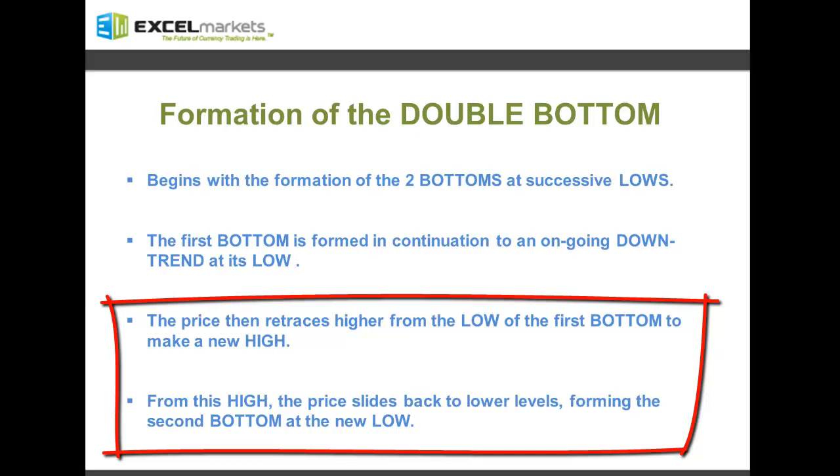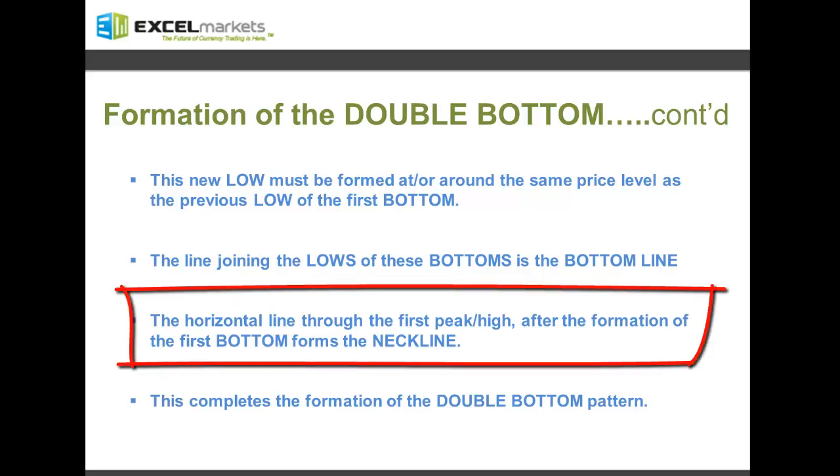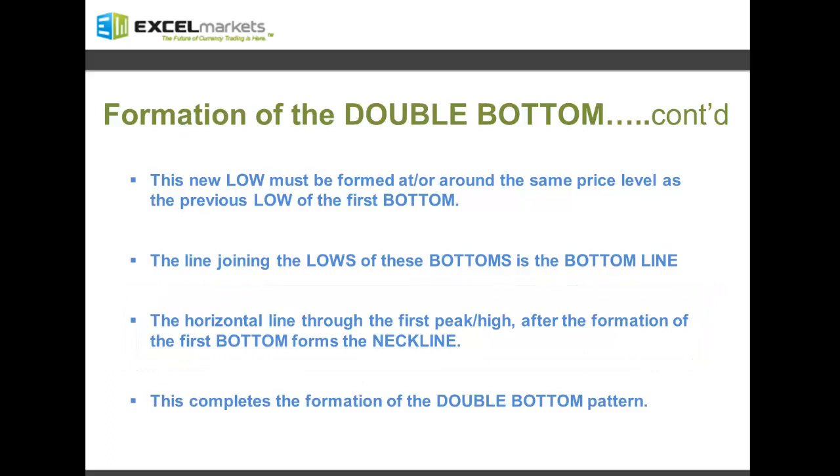From this high, the price slides back to lower levels, forming the second bottom at the new low. This new low must be formed at or around the same price level as the previous low of the first bottom. The line joining the lows of these bottoms forms the bottom line of the pattern. The horizontal line through the first high after the formation of the first bottom forms the neckline. This completes the formation of the double bottom pattern.